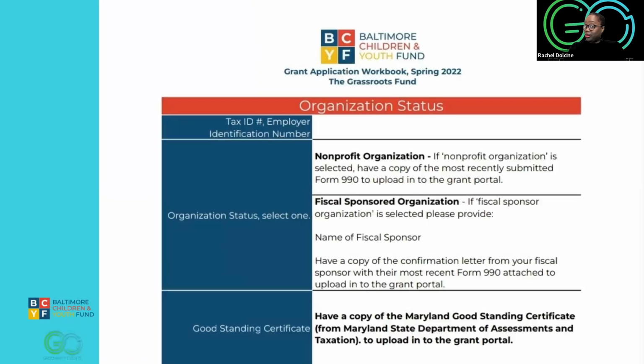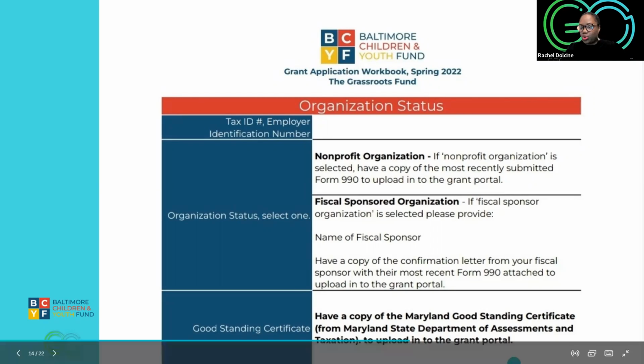All right, remember I talked about those important documents and your tax filings and how all that was important? Your organization status. This particular application requires that you have a copy of your most recently submitted 990. So you've got to have that on hand. And if you haven't completed it yet, you use the one from last year because it's the most recently submitted, right? If you have a fiscal sponsor, then you will do what's needed there.